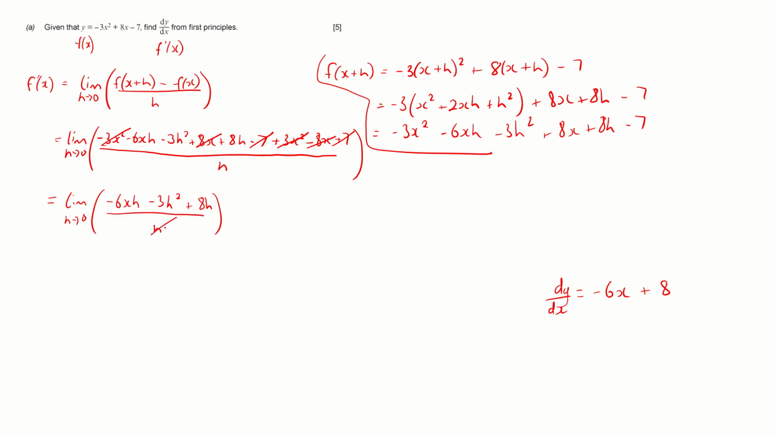Okay, let's cancel out the h in everything. So one h can go there, one of them can go, so just left with an h there, and one of them can go. So that means that I'm left with the limit as h tends to 0 of minus 6x minus 3h plus 8. Now h is going to tend to 0, which will make that h become 0, which means that minus 3 times 0 is just 0. And everything that's left is minus 6x plus 8, which of course is what we were expecting over here.